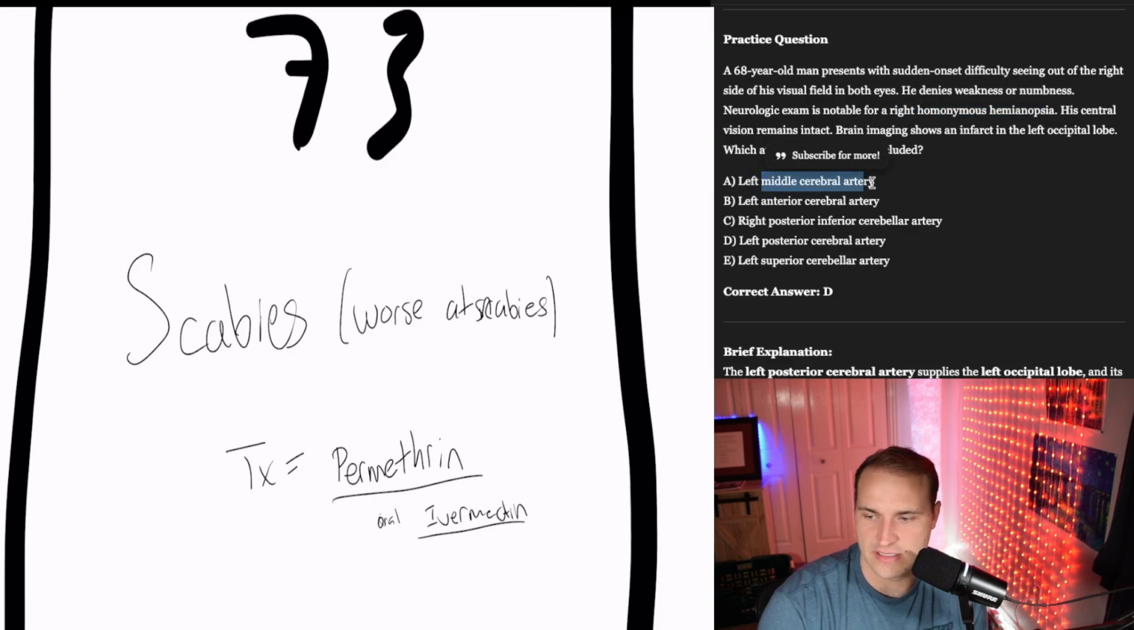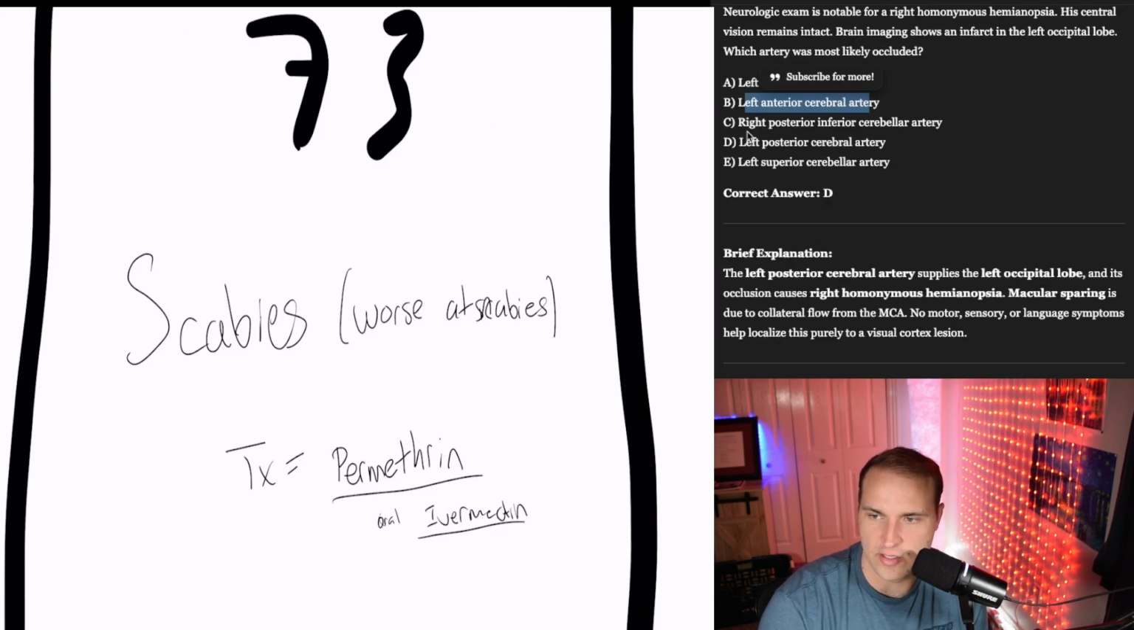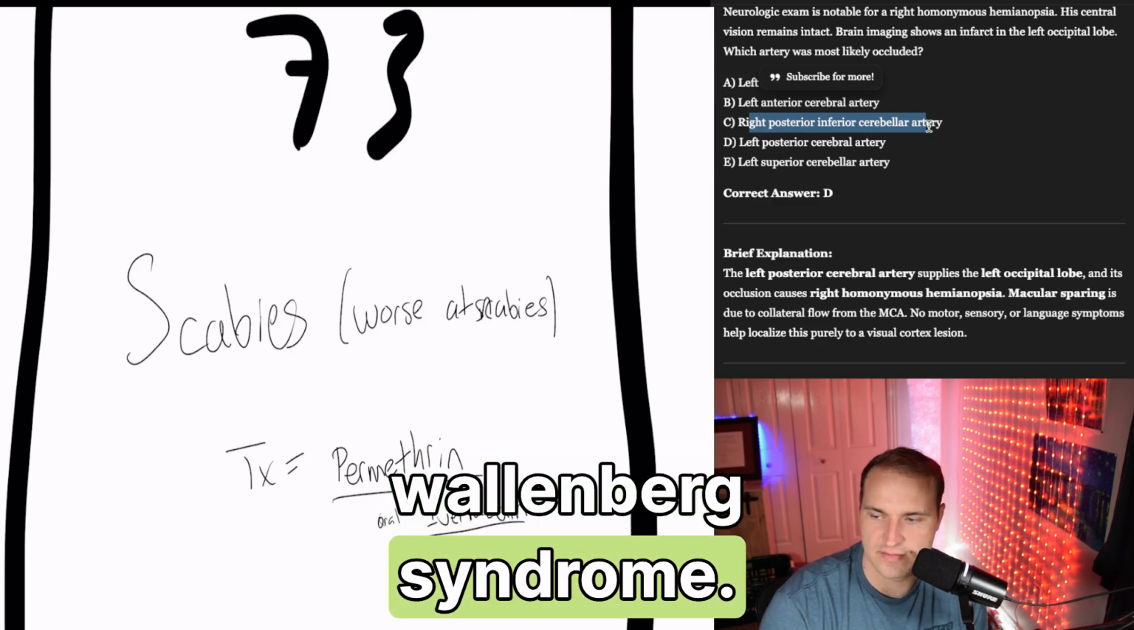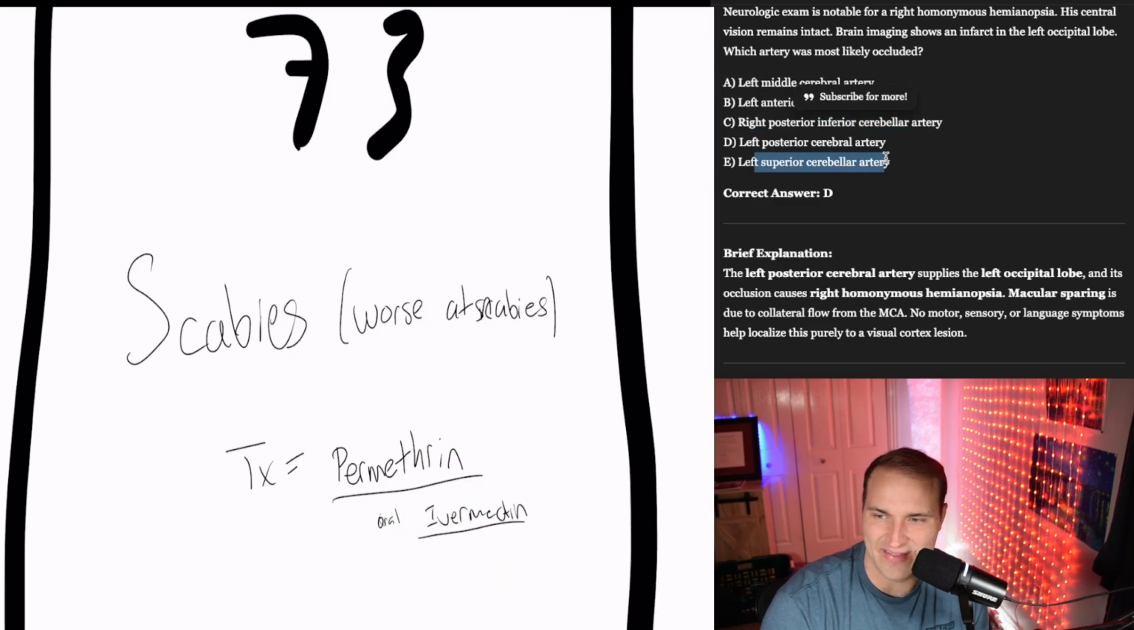This would be like aphasia. Left ACA would be a leg weakness, no visual problems there. Right PICA is Wallenberg syndrome, so you'd have hoarseness and vertigo, and the superior cerebellar is cerebellar ataxia.